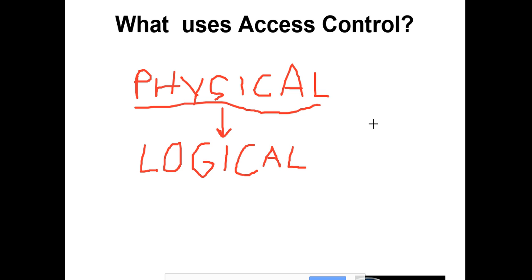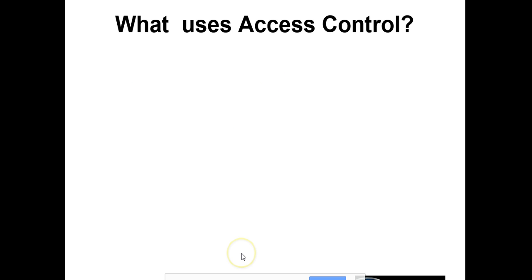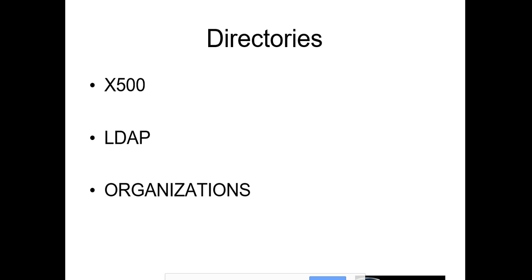But usually what we see is convergence here, with just about everything using access control, both physical and logical. So it's kind of neat to think about all the different things in your life that you use access control on, and in corporations it's not any different. Many times, first and foremost, you're going to have some sort of way to very, very quickly look up things.